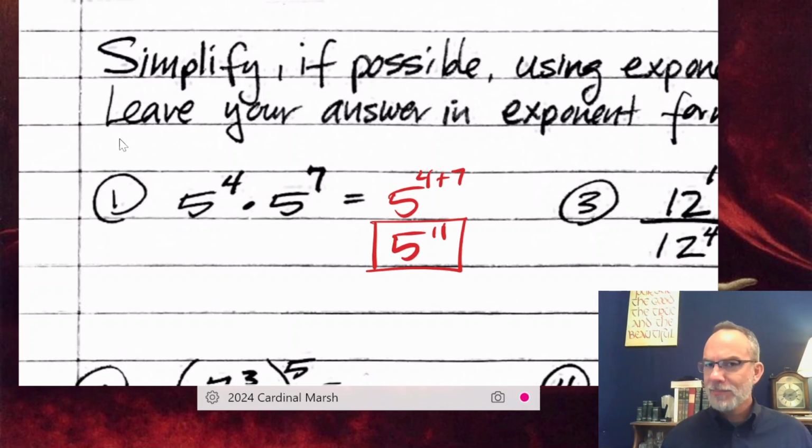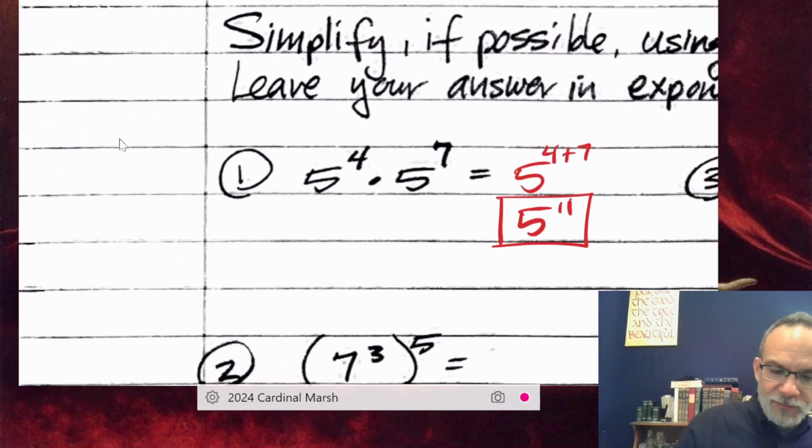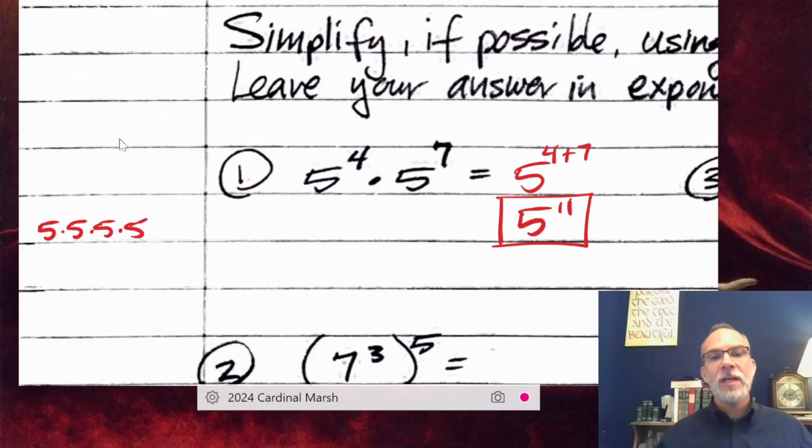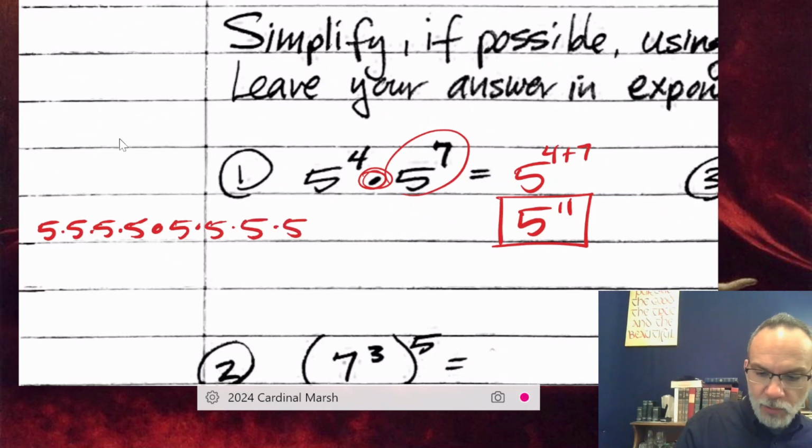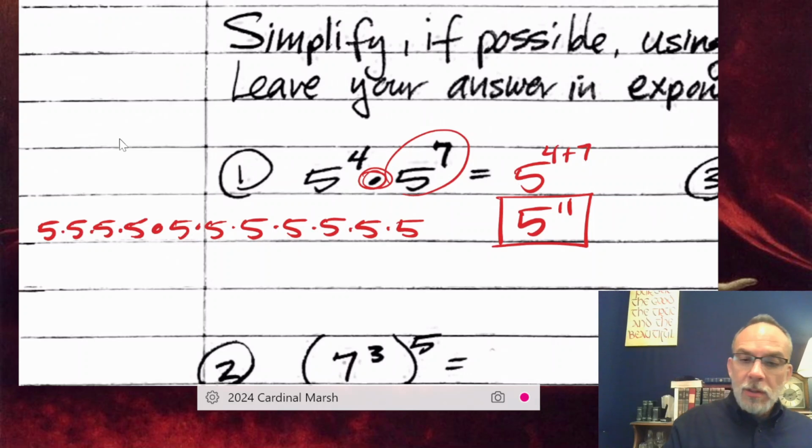Does that make sense? You're like, boy, that seems like magic. Well, let me prove to you that it works. 5 to the 4th, isn't that 1, 2, 3, 4 5s multiplied together? Yes, it is. And then I multiply again, and I've got 7 more 5s. 1, 2, 3, 4, 5, 6, 7. So now if I count them all up, these are all the same bases that are being multiplied together. So it's 1, 2, 3, 4, 5, 6, 7, 8, 9, 10, 11. It's 5 to the 11th.